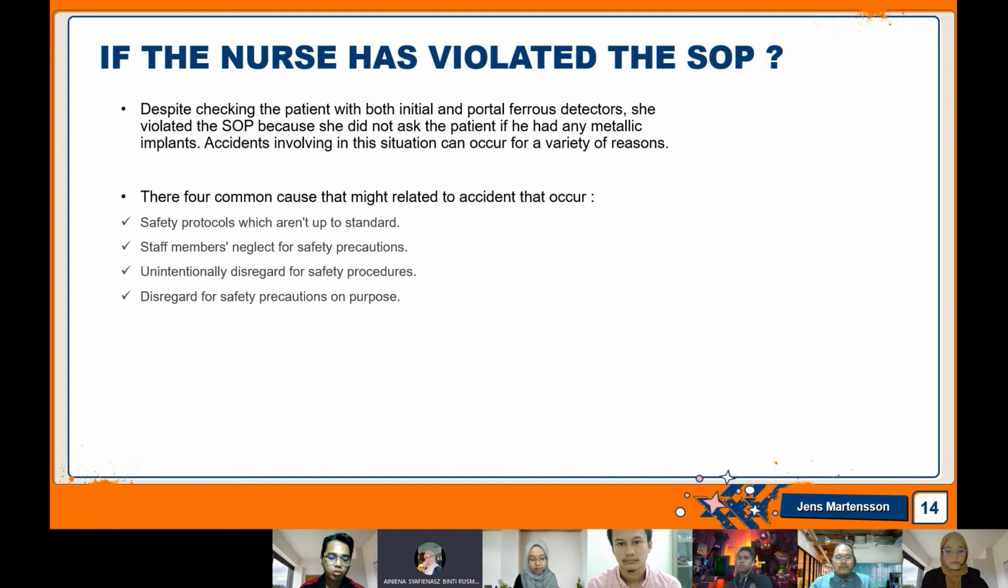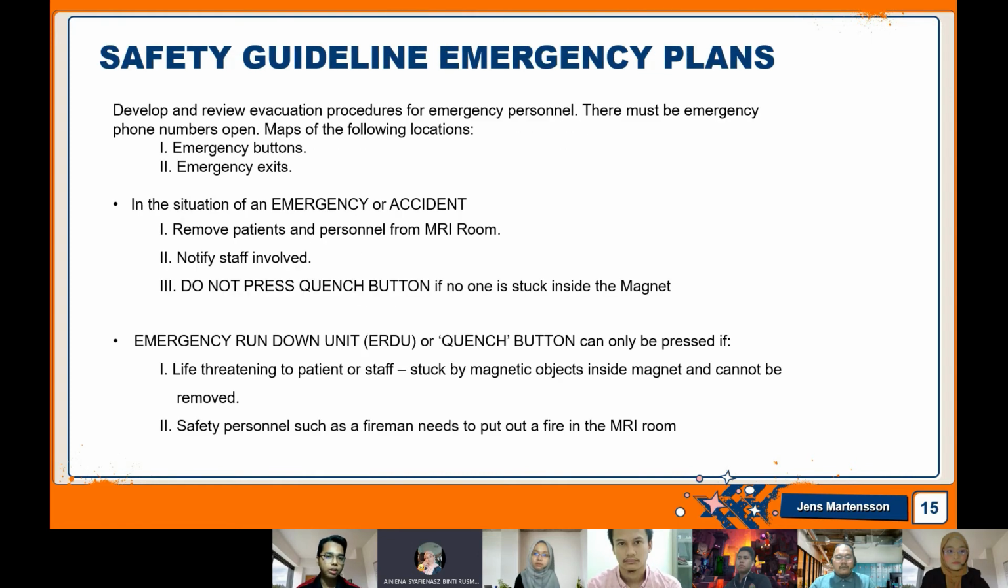Staff employees who fail to follow protective procedures should face disciplinary action. This is a safety guideline emergency plan in case of an accident involving MRI screening. The first is to develop and review evacuation procedures for emergency personnel. There must be emergency phone numbers open and a map of the following locations: emergency button and emergency exit.